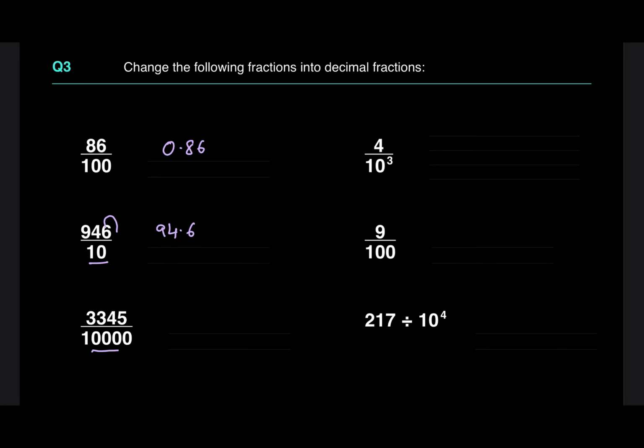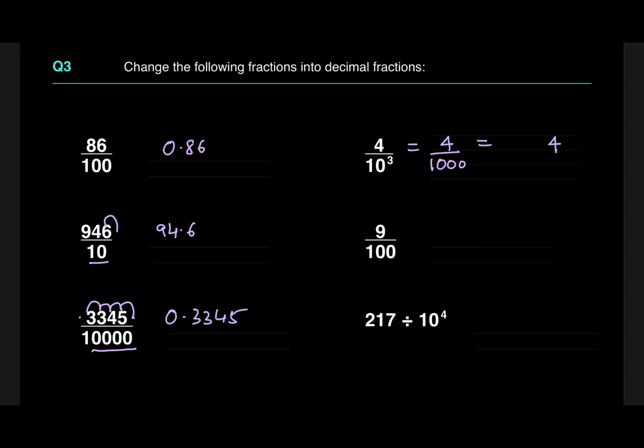94.6. 4 zeros, 4 jumps from here. 1, 2, 3, 4, and you put your point here. So 0.3345. Now what is the meaning of 10 raised to the power 3? 3 means you have to just put 3 zeros. Done. Same thing. 3 zeros, 3 jumps.